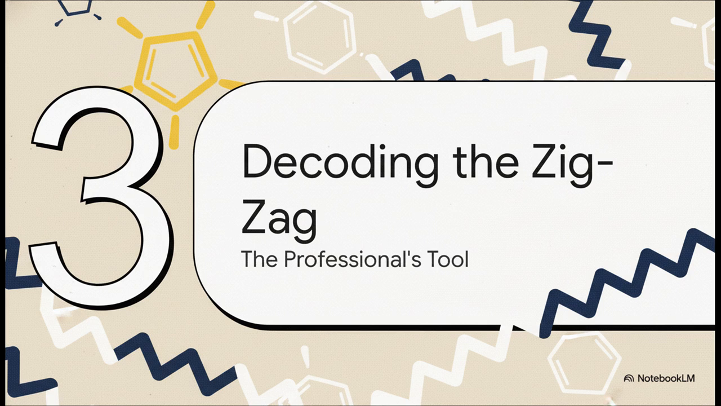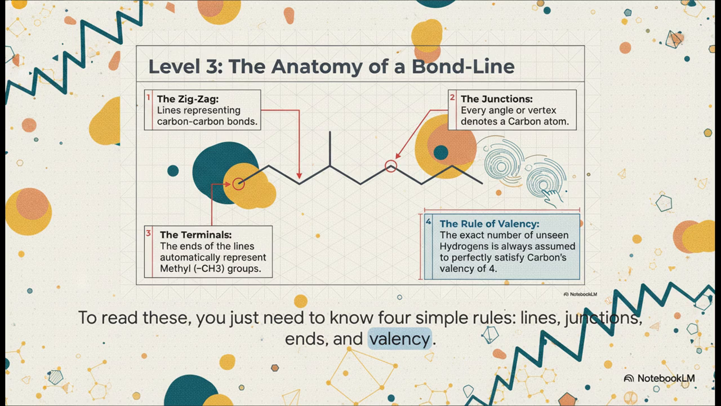All right, this is the big one, level 3, the bond line structure, the zigzag. This is what organic chemists use every single day. It's super fast to draw, it's clean, and once you know the rules, it's incredibly powerful. To read these things, you just need to know 4 simple rules. First, the lines themselves, the zigzags, they represent the bonds between carbon atoms. Second, any junction, a corner, a vertex, anywhere 2 lines meet, that's a carbon atom. Third, the end of any line, a terminal point, that's also a carbon, specifically a methyl group. And fourth, and this is the magic rule that makes it all work, carbon always wants to form 4 bonds. So we just assume there are enough invisible hydrogens on each carbon to get it to that magic number 4.